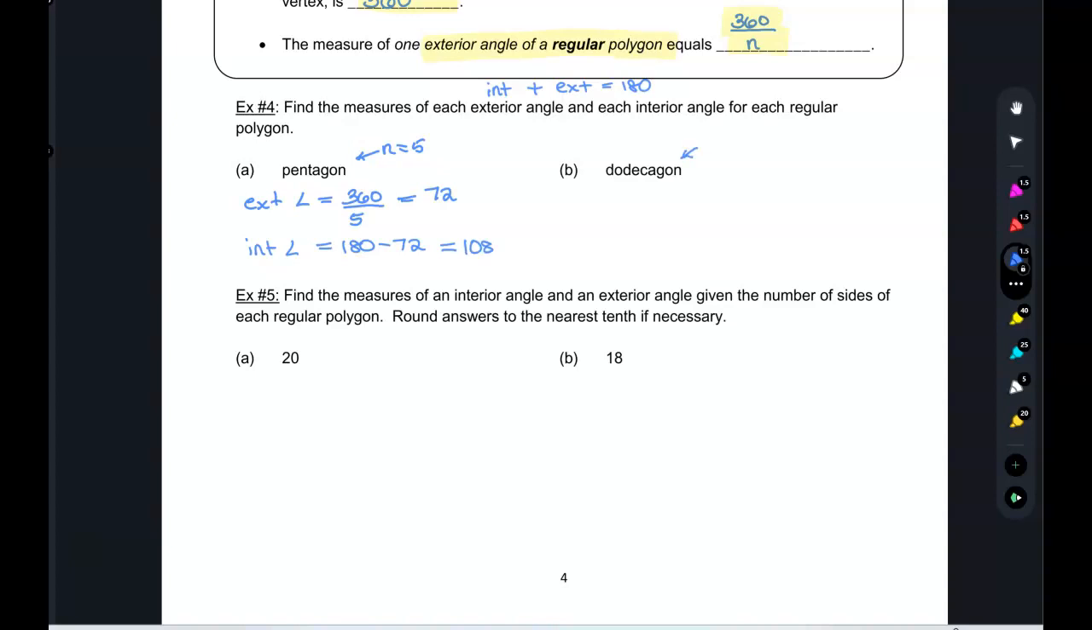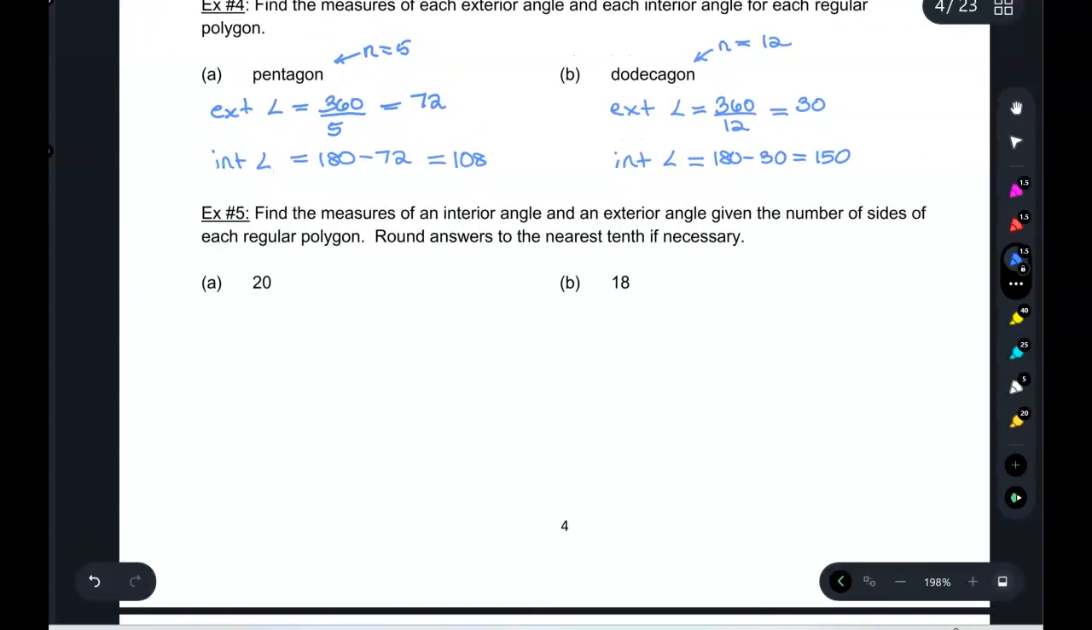How many sides are in a dodecagon? A dodecagon, n equals 12. So to find an exterior angle, 360 divided by 12. What does that give us? 30. And then our interior angle: 180 minus 30, which is 150.